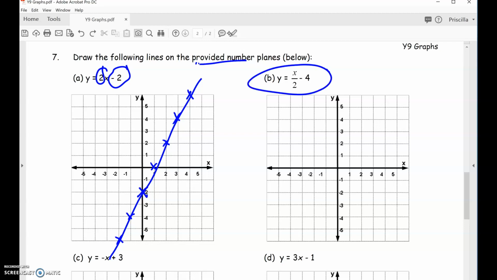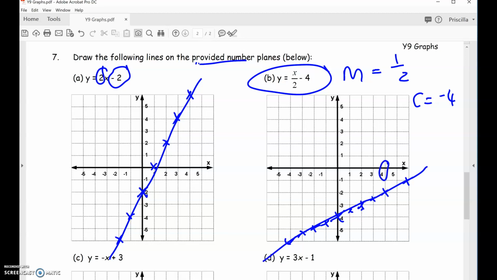Okay, this one here, my gradient equals 1/2, and my y-intercept is -4. So that's -4, and the gradient being 1/2, I need to go across 2 up 1, across 2 up 1, or across 1 up 1/2, across 1 up 1/2, across 1 up 1/2. Okay, and again, like so. So I can draw that line.